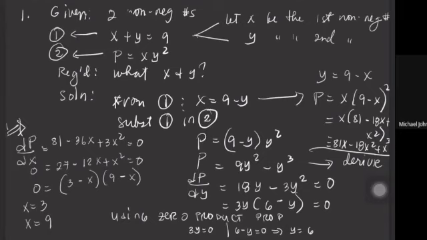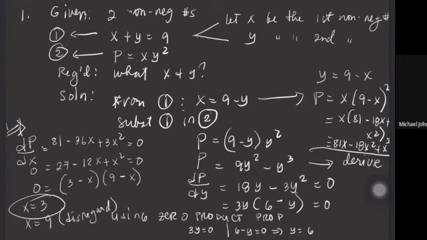If x is equal to 9, it cannot be because the sum is already 9. So this is disregarded, okay? x cannot be 9 because in that case, y would be 0 and the product will not be maximum. So x should be 3.